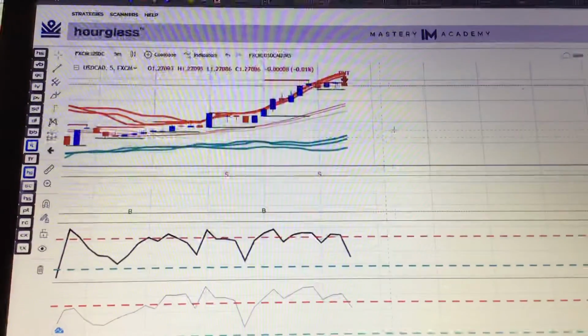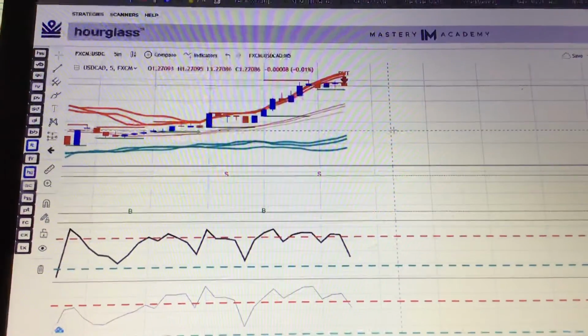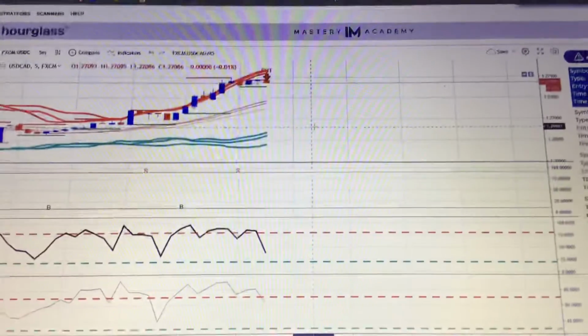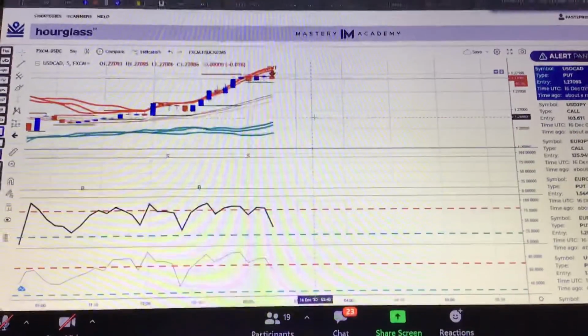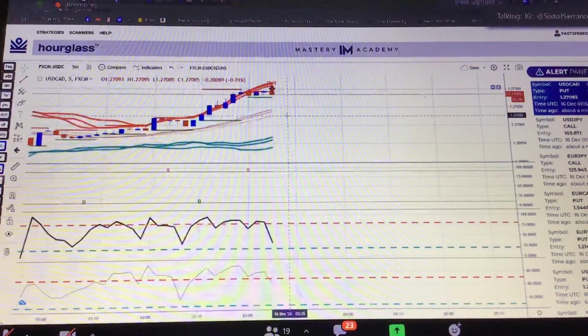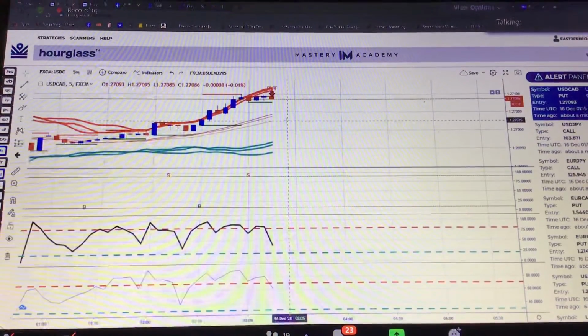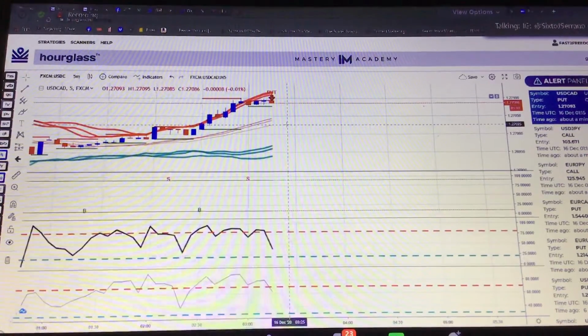The trend is your friend. Just put it that way. The strength is your friend. Even though you could probably win a 3-minute trade on this arrow, you see how it's going down? But these are trades I don't want to risk. These are trades I would rather wait until it pulls back.